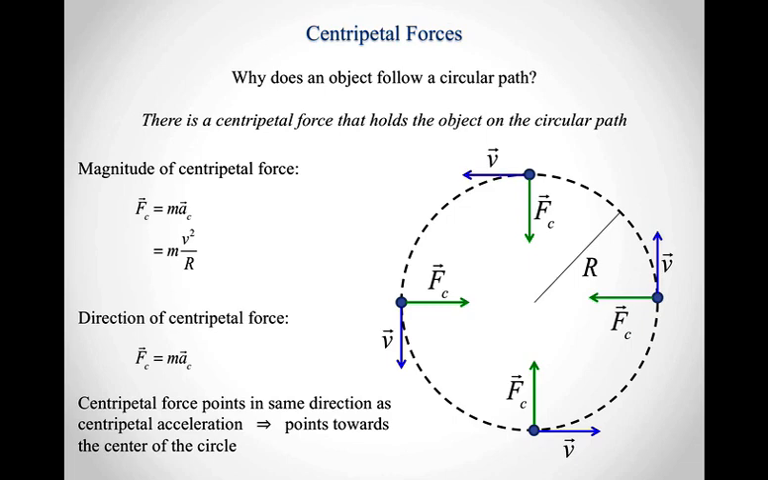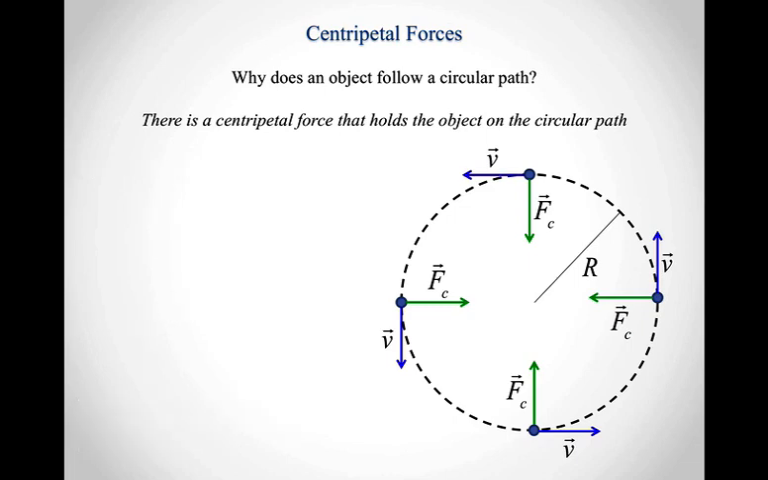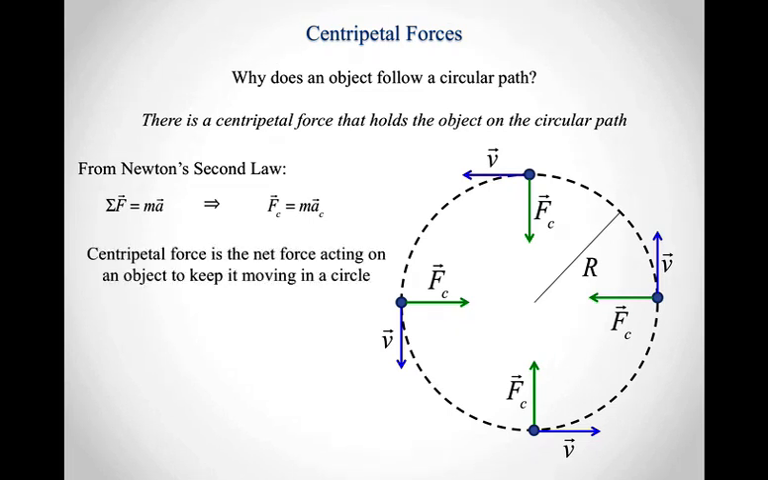The reason objects follow a circular path is because there's a centripetal force that acts to hold them on that path. Now, to be clear, this is not a new force. We're not adding some new force to the set of forces that we've already laid out. Newton's second law tells us that the net force equals mass times the acceleration. And what we've just said is that the centripetal force is equal to the mass times the acceleration when an object moves in a circle. What this means is that the centripetal force is not a new force. It's simply a name for the net force that acts on an object to keep it moving in a circle.